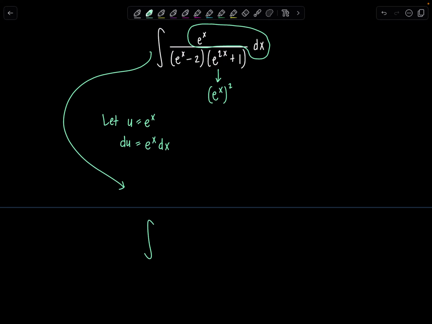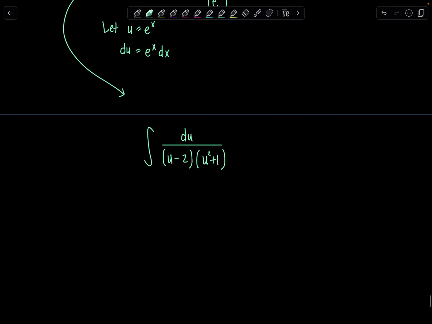And we have the following. So just du in the numerator. And then e to the x minus 2 is going to be u minus 2. And then e to the 2x plus 1 is u squared plus 1. Boom. How are we doing? Good? Okay, and then hopefully you go, ooh, now it's time to find the partial fraction decomposition for this rational function. So let's go ahead and do that.